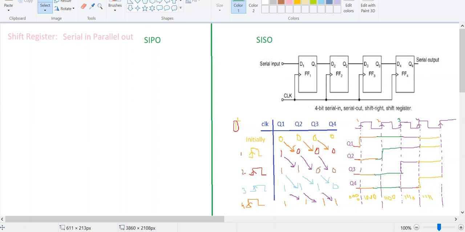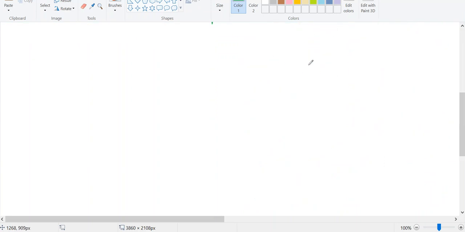flip-flops. Why do we consider four flip-flops? In order to transfer 4 bits of information serially and get the output serially also. So my input, I considered 4 ones in the last video lecture. You can consider that same input here also. Now in this particular concept, in order to transfer these 4 ones, I will show you.